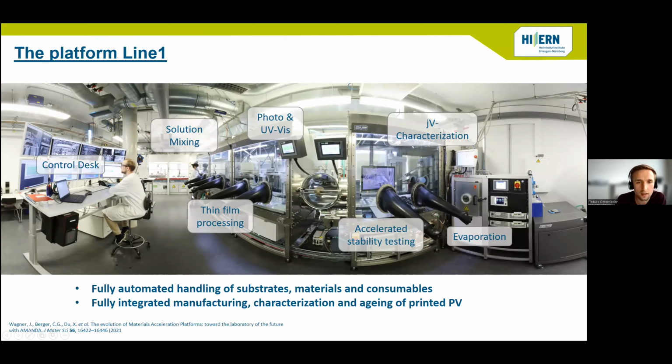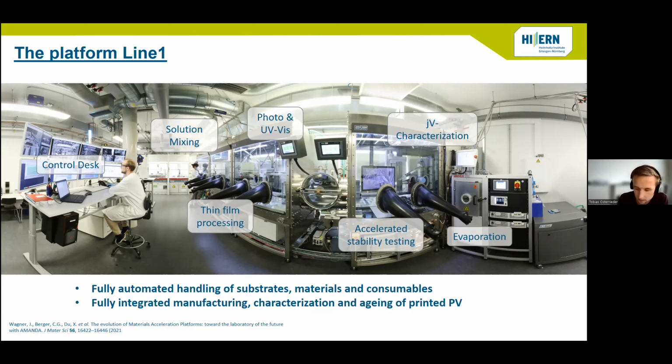Also, this line has some characterization. For example, we have an absorption spectrometer, and we also have a solar simulator where we can measure the JV curves. So this machine can now produce the solar cells. It can also characterize the solar cells. So we have the one part of our lab, which is the automated platforms.